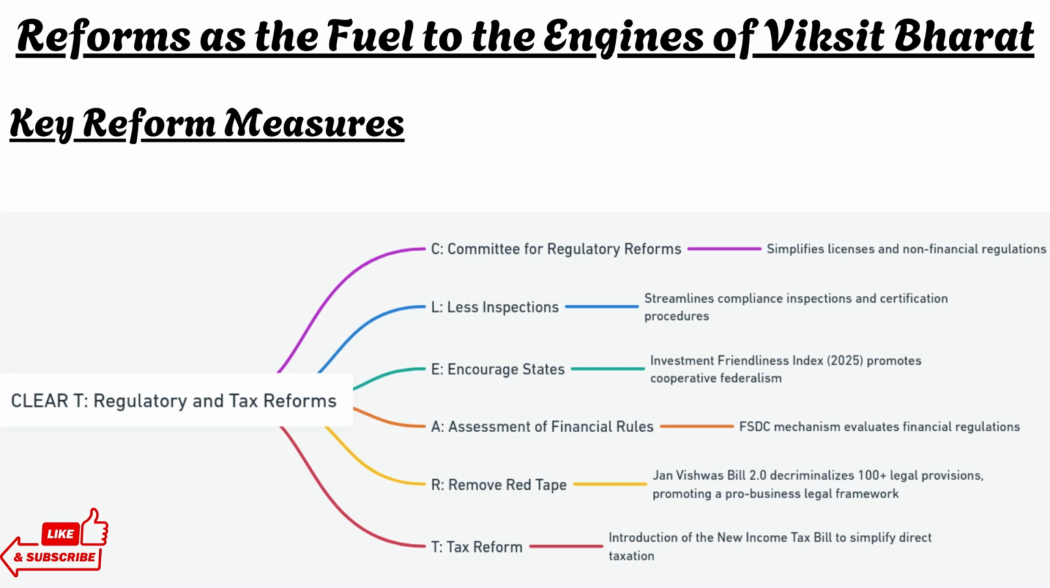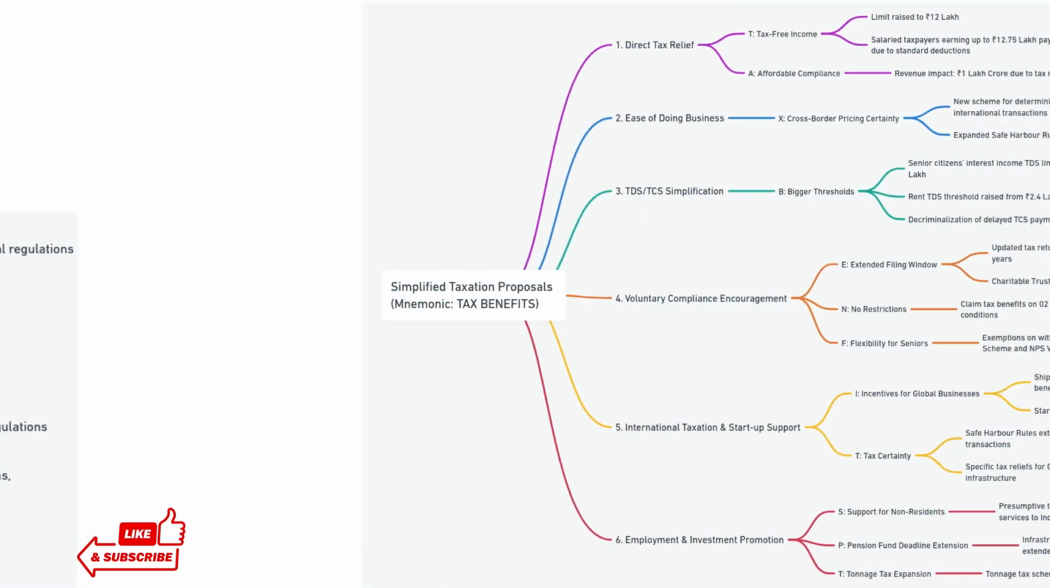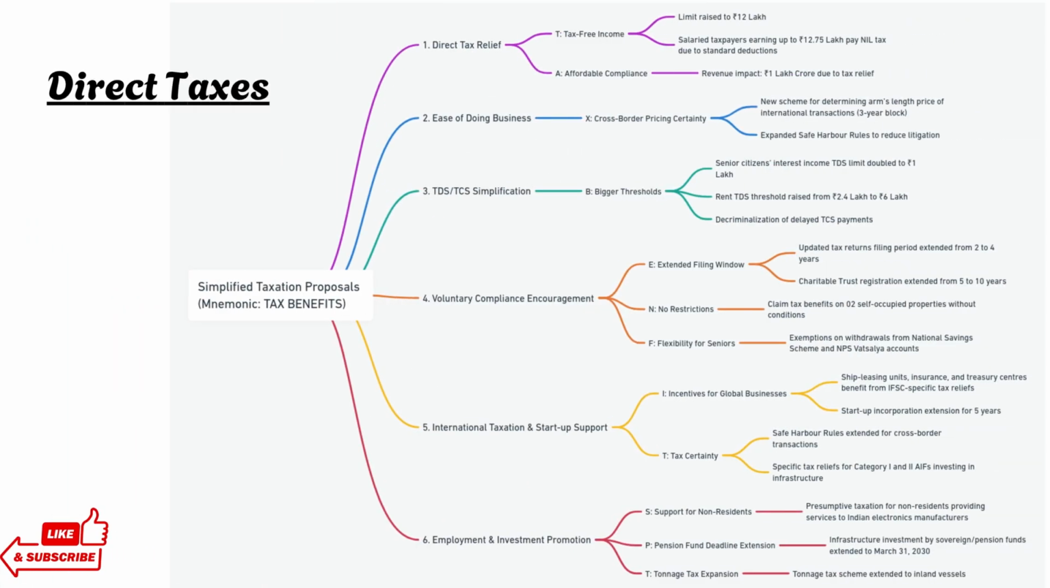Friends, we're getting closer to the heart of direct taxation proposals under the Union Budget 2025 to 26. I know taxes can sound overwhelming, but dosto, don't worry. We're going to simplify it using a powerful mnemonic, tax benefits. Once you understand this, you'll not only remember the key tax changes, but also how they can directly benefit you.